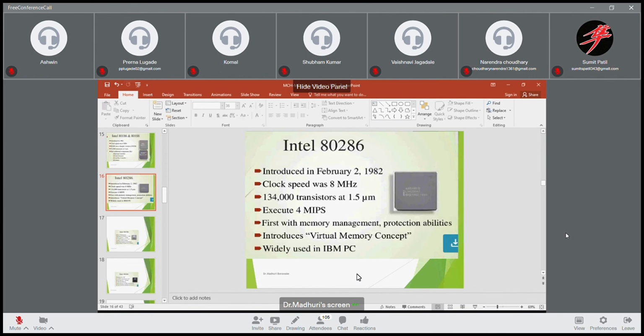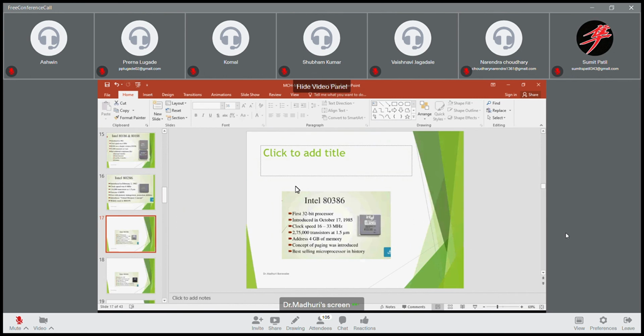Now it executes instructions at near about 4 MIPS. Okay. Now this is the next version of the Intel processor. After that you have the 386 microprocessor. Now the 386 microprocessor is a 32-bit microprocessor.